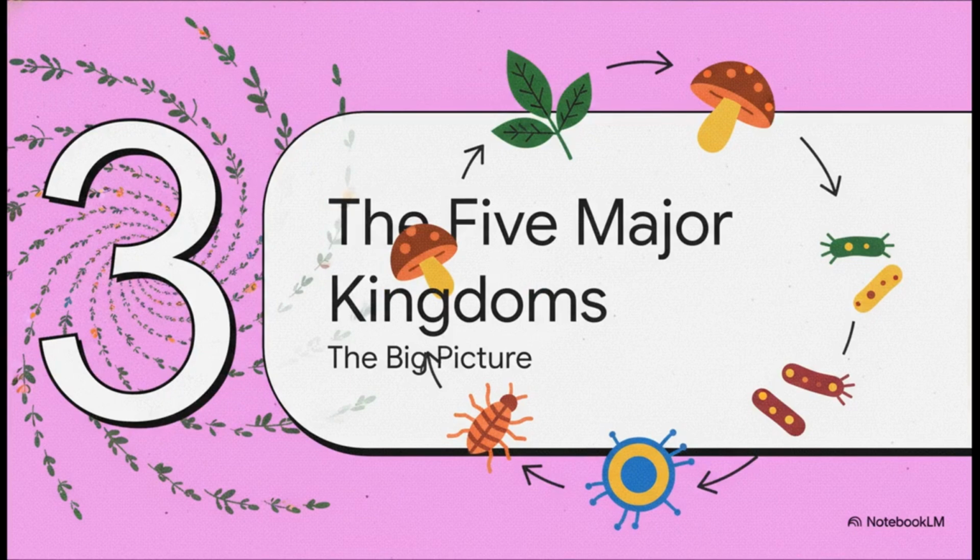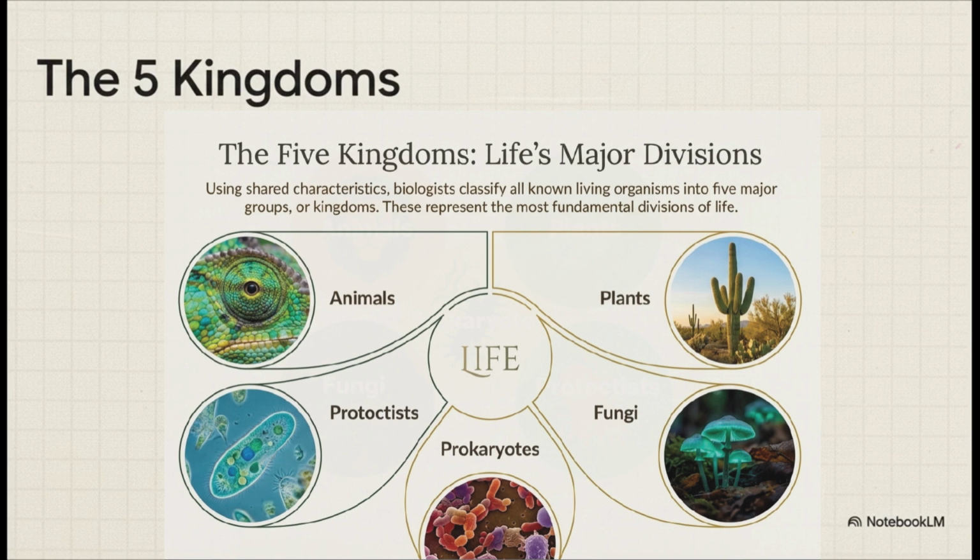Okay, let's zoom out. We've gone from individual species names right up to the biggest, broadest categories of life. Every single living thing we know of fits into one of 5 enormous groups, and we call these the kingdoms. And here they are: animals, plants, fungi, protists, which are mostly your single-celled organisms, and last but not least, prokaryotes, which is where we find bacteria.